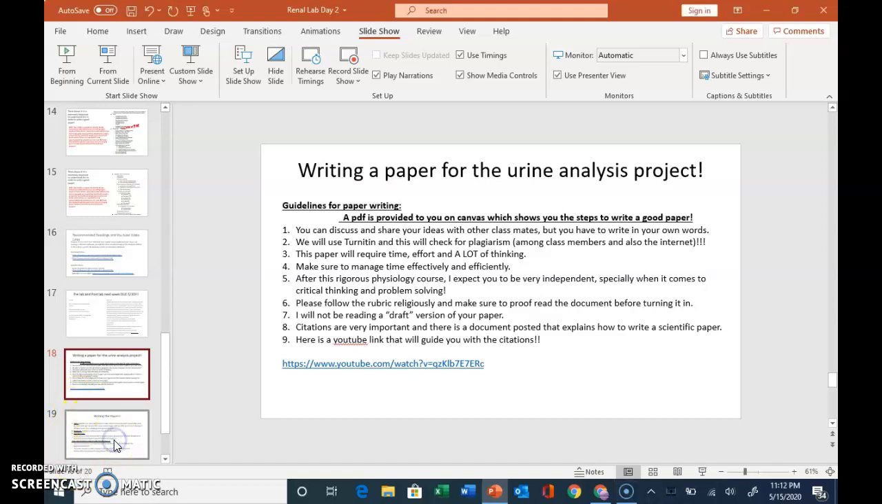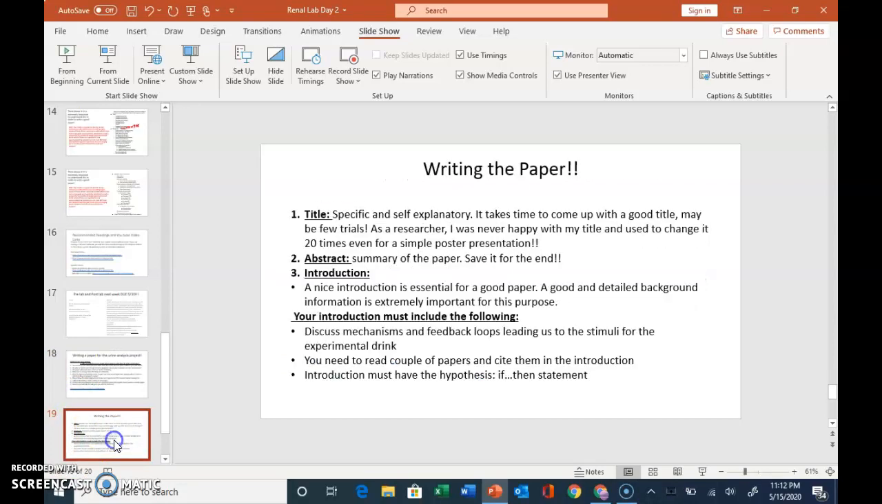So what are the different parts of the paper? Of course, the paper needs to have a title. And the title should be very, very specific and self-explanatory. If someone reads your title, he or she should be able to understand what you're trying to talk about in the paper. Now, it takes time to come up with a good title, maybe a few trials. When I was a student and a scientist, I remember I was never ever happy with my titles, and I used to change it zillion times, honestly.